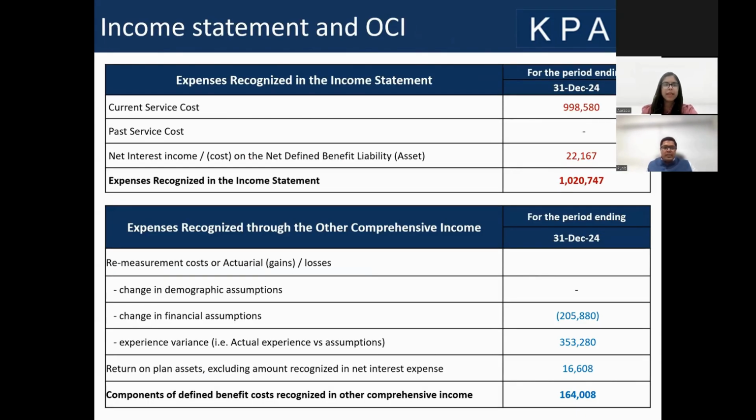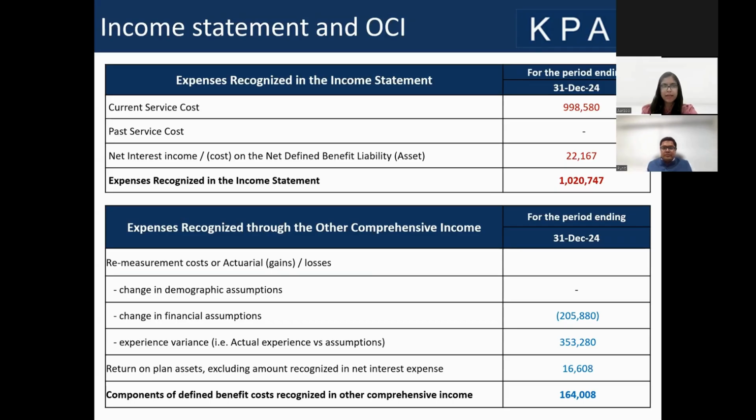Now here we have broken down the expenses into income statement, the first table, and the second table shows the expenses recognized under the other comprehensive income. Like we have explained in the previous slide, in the income statement, current service cost, past service cost, and net interest income lie, which make the total expense recognized in the income statement.